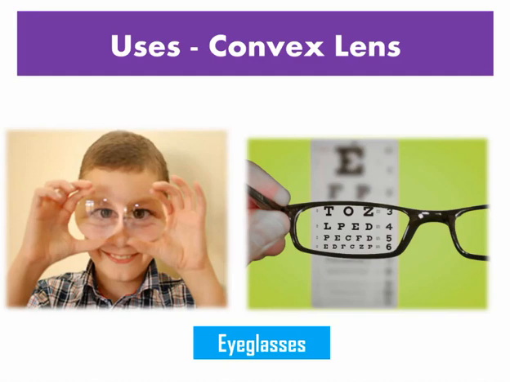We can cure this by using a convex lens placed in front of the eye. The convex lens bends the light rays, which reduces the length of the focal point, and the light focuses on the retina in a proper manner.